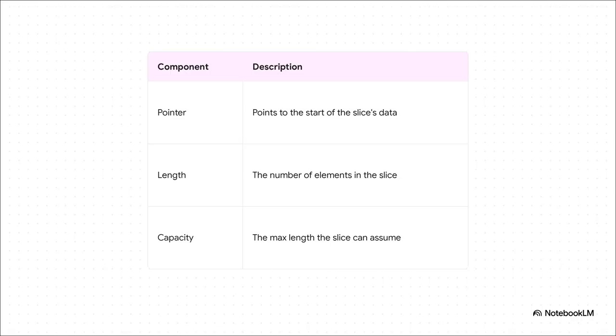This little three-part structure is the entire secret to why slices are so awesome. It's made up of a pointer, which points to the actual data, a length, which tells us how many things we're looking at right now, and a capacity, which tells us how much room we have to grow. These three little fields are what make the whole thing so fast and so flexible.